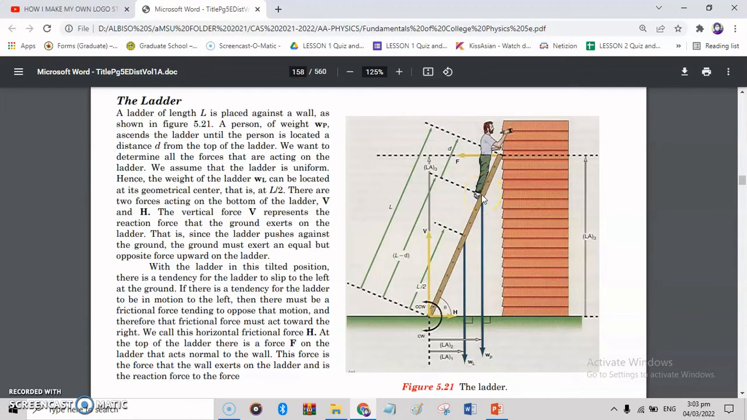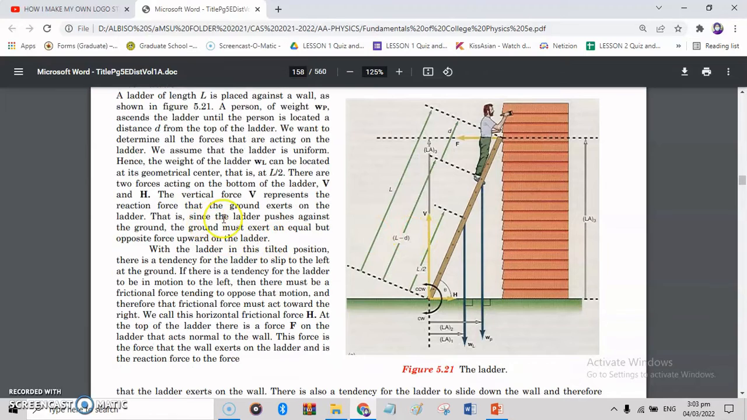We assume that the ladder is uniform. Hence, the weight of the ladder WL can be located at its geometrical center sa gitna nung ladder. Okay? So, ito si L. So, sa gitna ni L, nandyan yung kanyang weight. There are two forces acting on the bottom of the ladder, the vertical force and the horizontal force. So, there's a horizontal force and a vertical force.